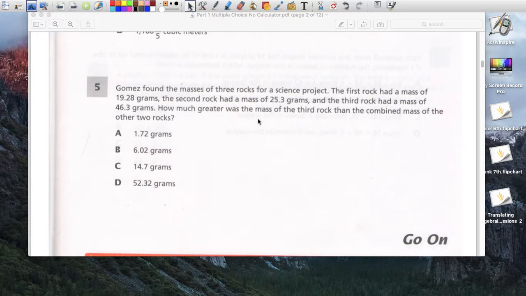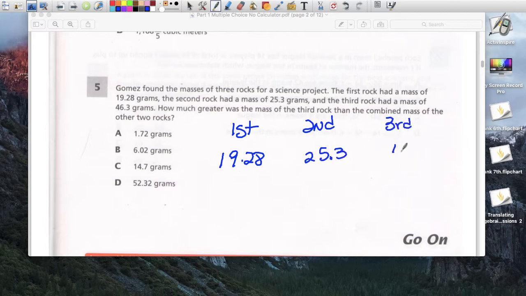Five. Gomez found the masses of three rocks. The first rock had a mass of 19, and so on. How much greater was the mass of the third rock than the combined mass of the first two rocks? So, first rock, which is 19.28 grams. The second rock is 25.3. And the third rock is 46.3. So they're saying that the third rock here is much heavier than these two combined, and we want to find by how much. So let's add these two.